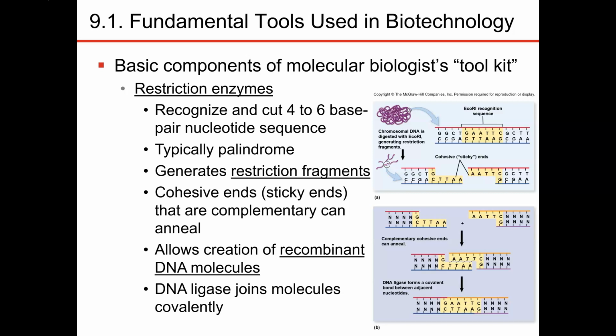sugar phosphate backbones together. Remember in chapter 8, we talked about restriction enzymes and their use as protection, basically one of the immune system structures of bacteria. They protect bacteria from foreign DNA, mainly viral DNA. So we now use these restriction enzymes so that we can modify different bacteria and other organisms.